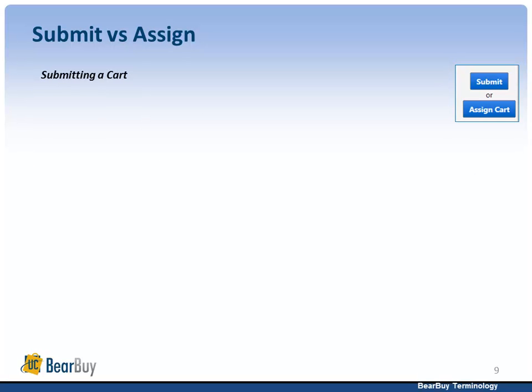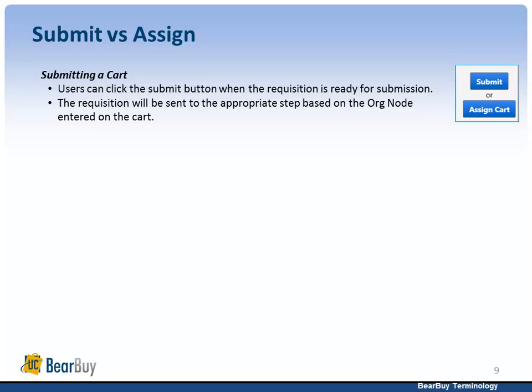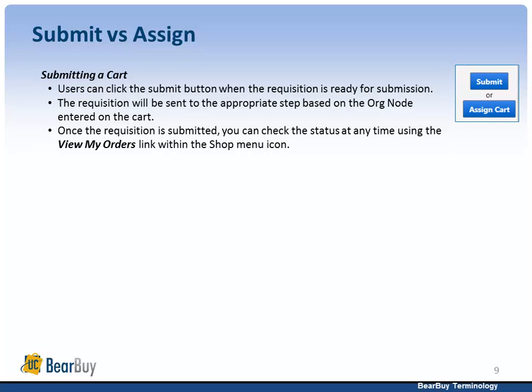Now let's go over the difference between submitting versus assigning a cart. When submitting a cart, users can click the Submit button when the requisition is ready for submission. The requisition will be sent to the appropriate next step based on the org node entered on the cart. Once the requisition is submitted, you can check the status at any time using the View My Orders link within the Shop menu icon.